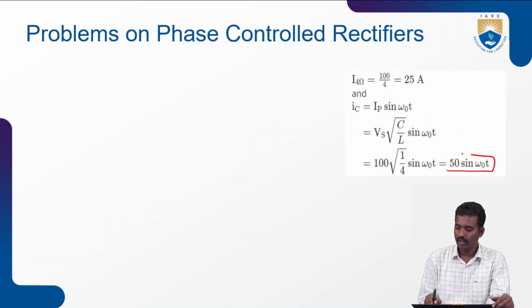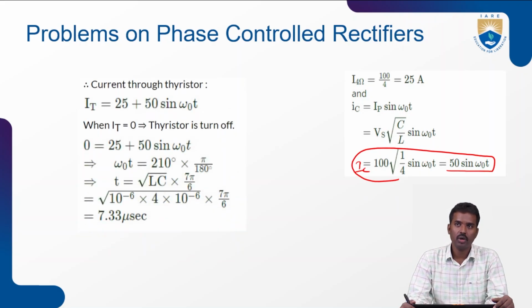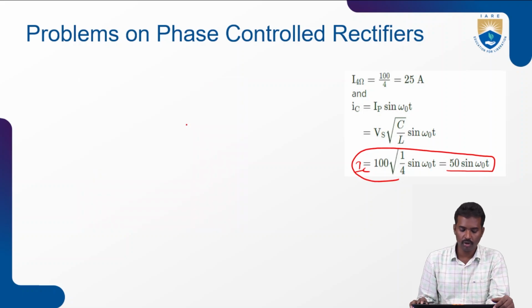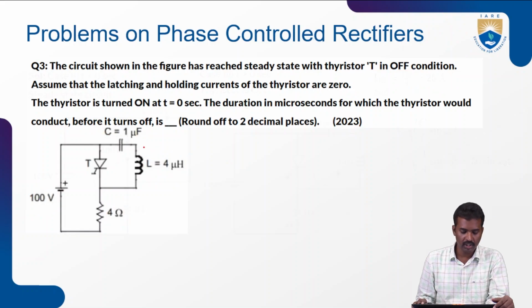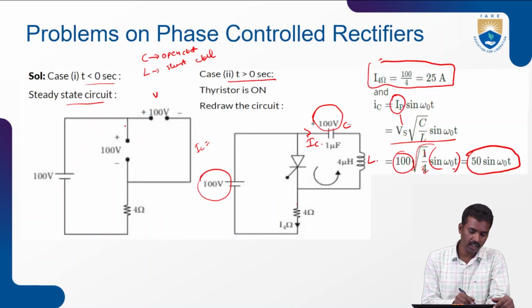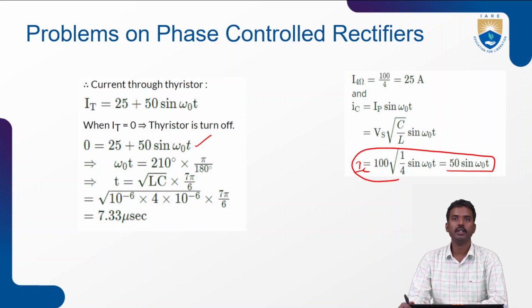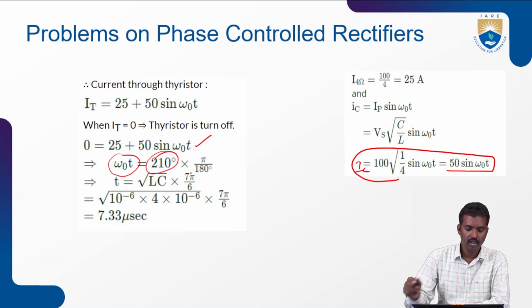So this 50 sine omega naught t is IC only. From this, IT equals the 4 ohm current plus the IC current. So the current IT equals 25 plus 50 sine omega naught t. That gives omega naught t equals 210 degrees times pi by 180.